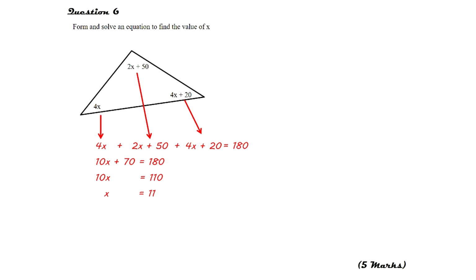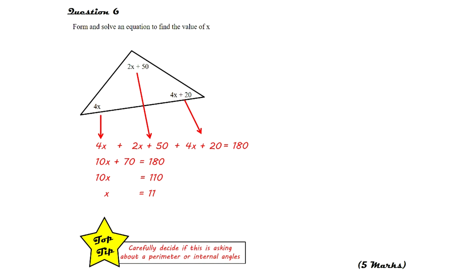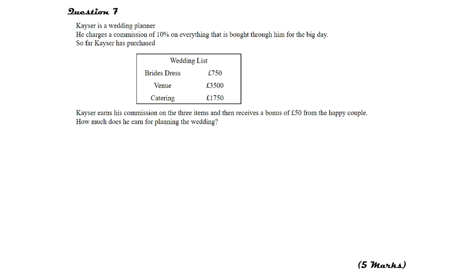Now these generally are worth 3 or 4 marks, but again, as I said, please be very careful. Make sure that you are 100% certain whether you're doing a perimeter or an angles question. I see lots of perimeter questions that are answered wrong because people have made it equal to 180. Question 7.